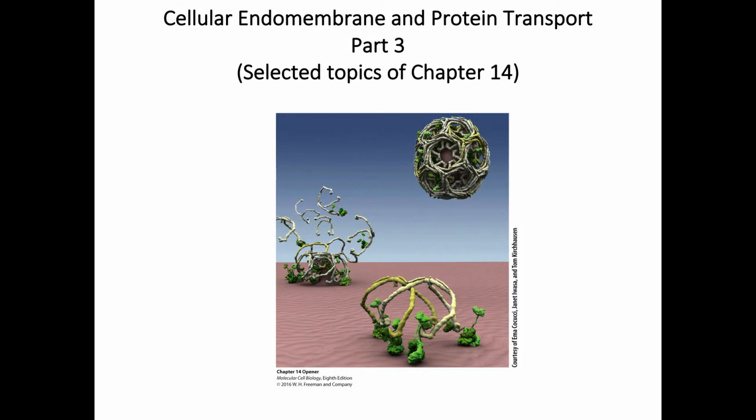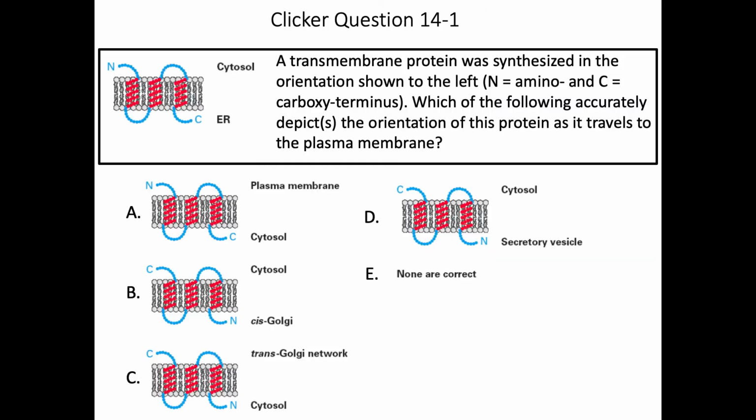So let's start today's material. We are going to go to chapter 3, and let's start with a clicker question. That will be interesting. Previous material clicker question. Let's start that. So a transmembrane protein was synthesized in the orientation shown on the left. So you can see that on the left, the N-terminal is in the cytosol, whereas the C-terminal is in the ER. Now, which of the following accurately depicts the orientation of this protein as it travels to the plasma membrane?